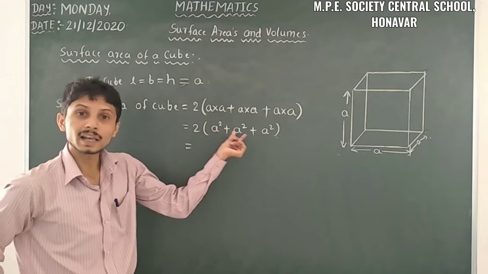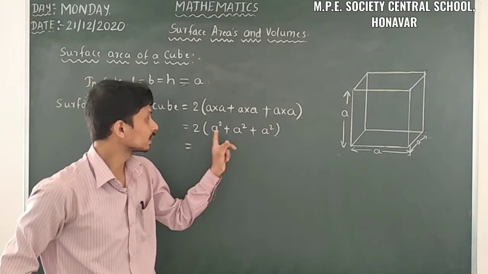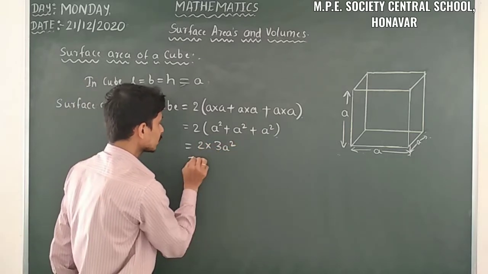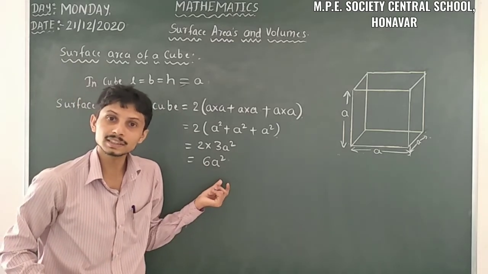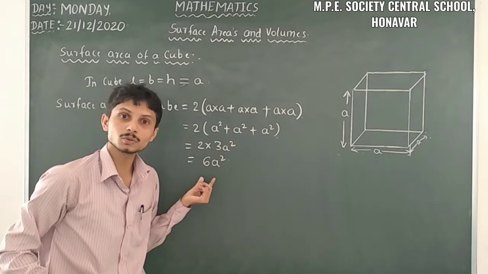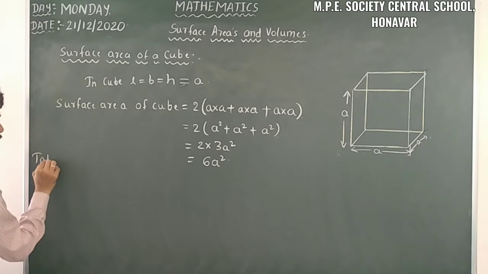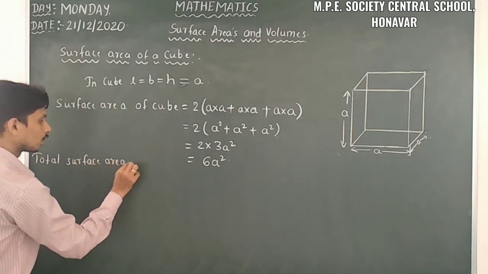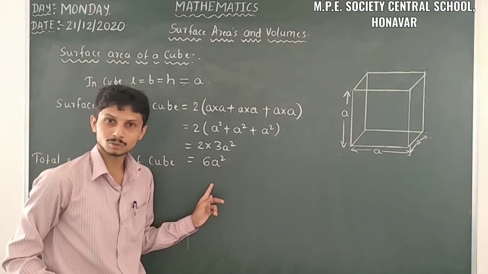Here A square, A square, A square are like terms, we can easily add them. That is 3 times A square, which we can take as 3A square, so 2 times that is equal to 6A square. There are 6 faces, so in each case we take the A square of that side, that's why we have 6A square. It's the total surface area of a cube. Here 6 faces are there, 6A square we have.